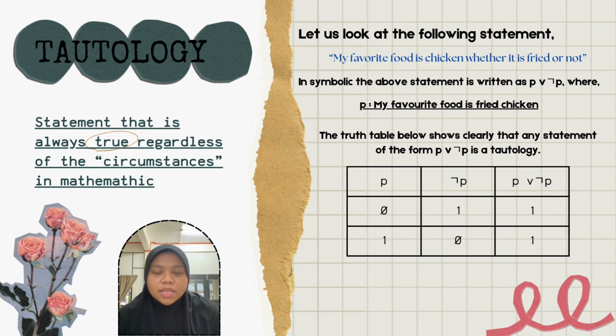In symbols, the above statement is written as P or not P, where P is "my favorite food is fried chicken". So, the truth table below shows clearly that any statement of the form P or not P is a tautology.